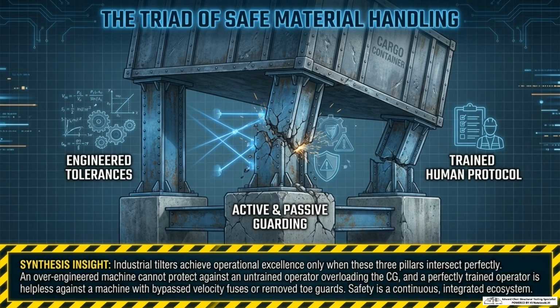An over-engineered machine cannot protect against an operator who overloads the center of gravity. A perfectly trained operator is helpless against bypassed velocity fuses or removed toe guards. Safety is an integrated ecosystem, not a checklist you complete once.